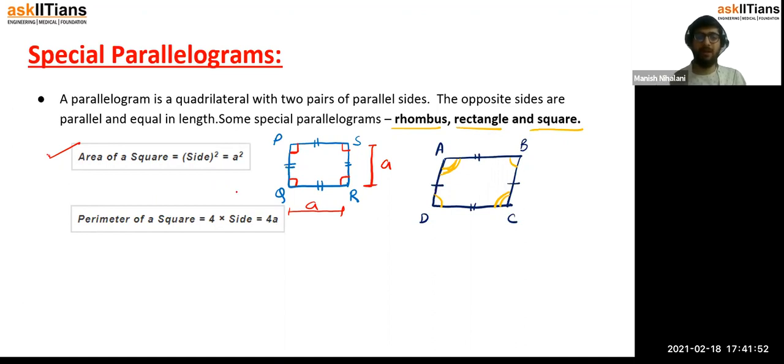Similarly, when you're talking about perimeter, let's recall what perimeter was. Perimeter is basically the outer boundary of the square. Outer boundary means the length of all the sides when added together. So perimeter is nothing but PQ plus QR plus RS plus PS. We know each side is of length a, therefore perimeter would be 4 times a, that is 4a. These are the important properties and formulas of a square which we have to remember.